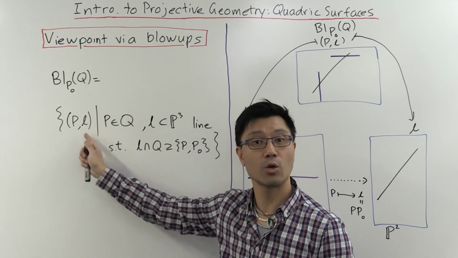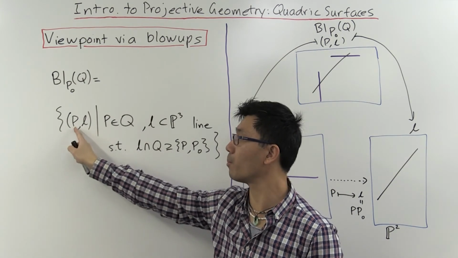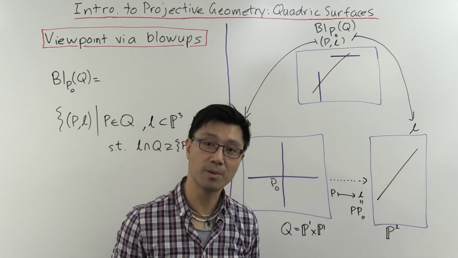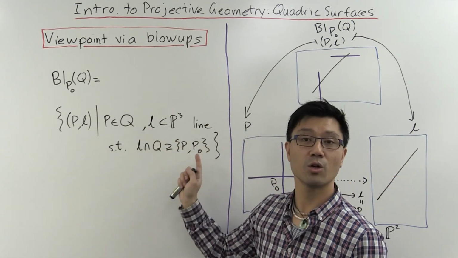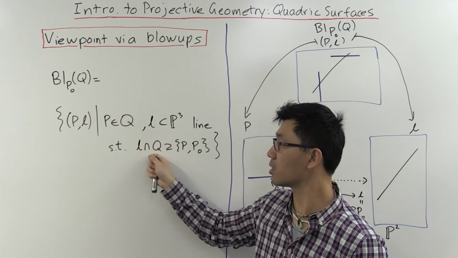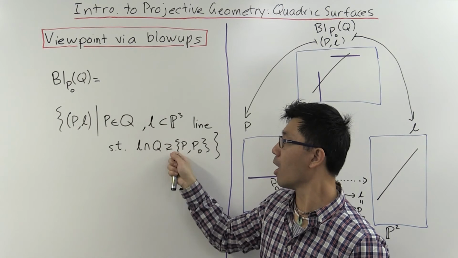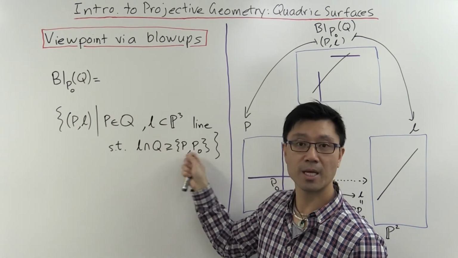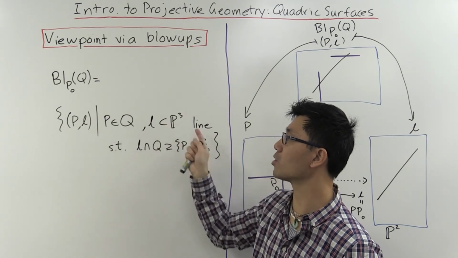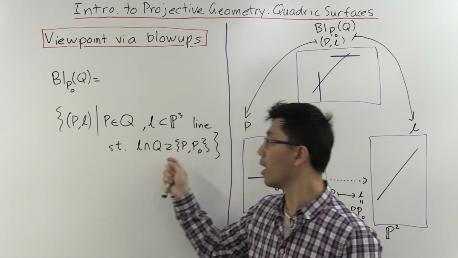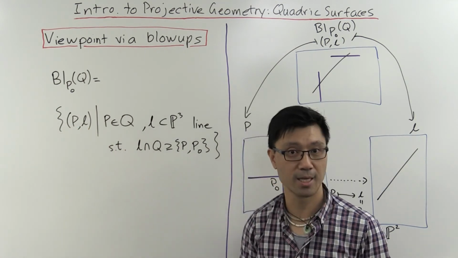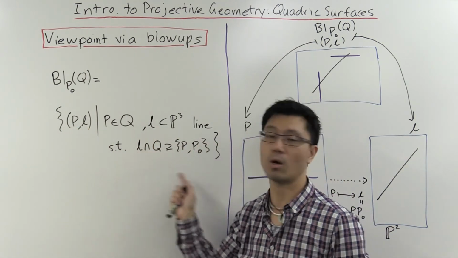Okay, so which pairs do we look at? This P will correspond to a point on the quadric, and this L will correspond to a point on this projective plane. But we only look at the ones where, when we intersect L with this quadric surface here, you get these two points P and P0. So it contains P0, which is why it corresponds to a line in this projective plane, but it also has to contain this point P here. So that's a condition that we look at.